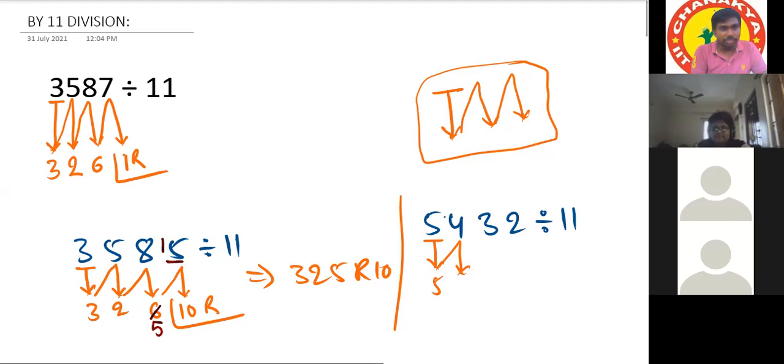That's why reduce one number. Reduce 4 by one and it becomes 14. Okay, 14. So 10 we can get as remainder. Because we are dividing by 11, that's why we can get 10 as the remainder.